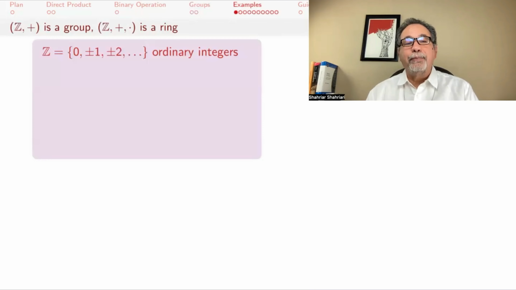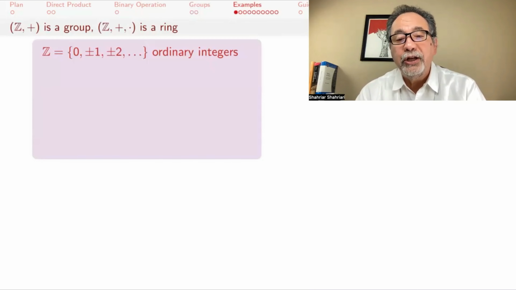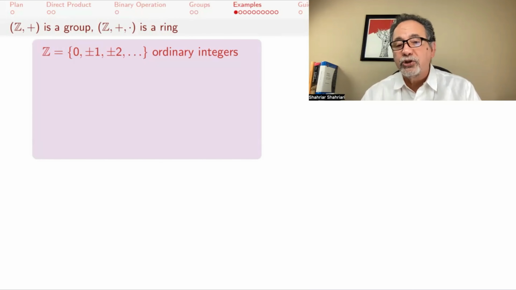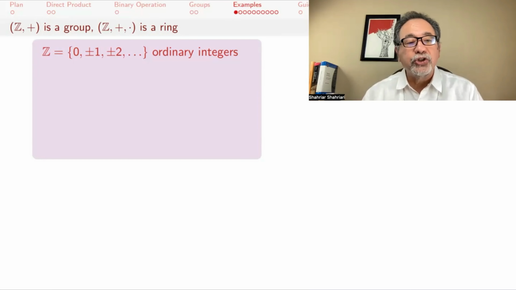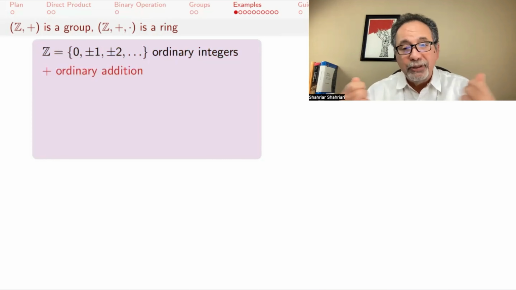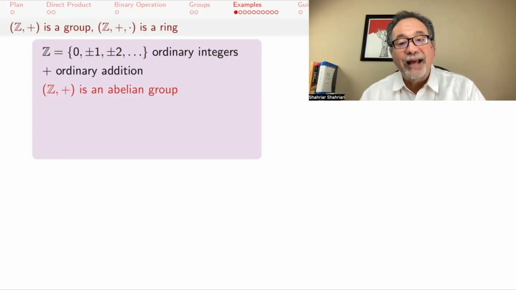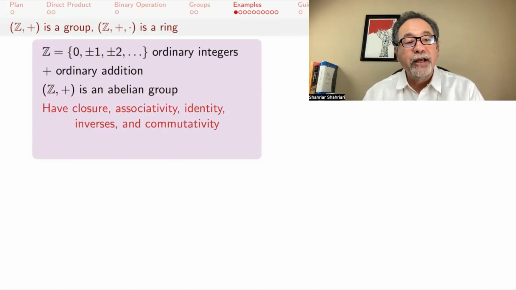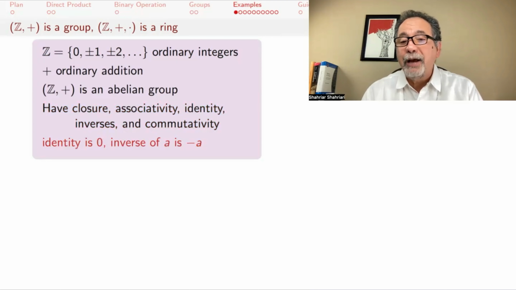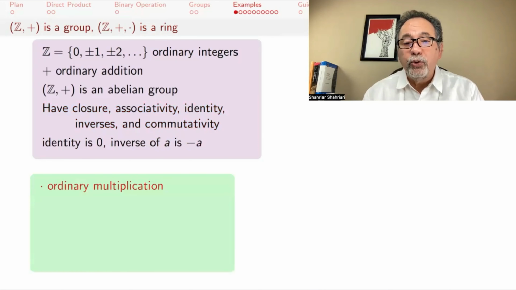Let me give you examples. I'll start with the integers, the ordinary integers, 0, plus or minus 1, plus or minus 2, and so on. Those are the integers. And ordinary addition is an operation. You can take one element and another element and add them, and you get something in the integers. Integers with plus is an abelian group. It's a group, but it's more than that. It's abelian because it's commutative. Identity is 0. And inverse of A is minus A. Inverse of 3 is minus 3. Why? Because if you add 3 and minus 3, you get the identity 0. What about multiplication?